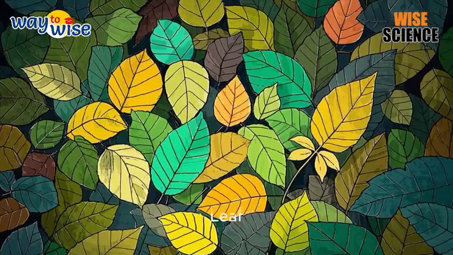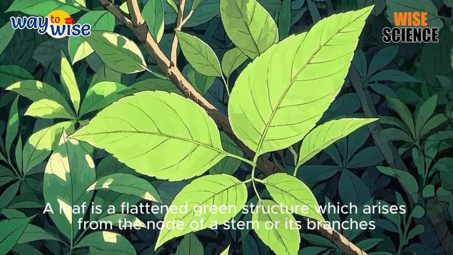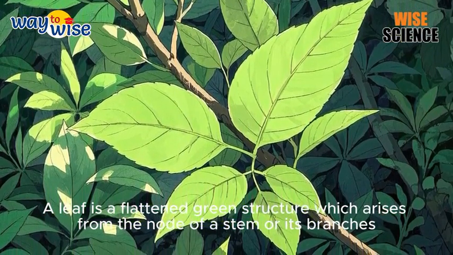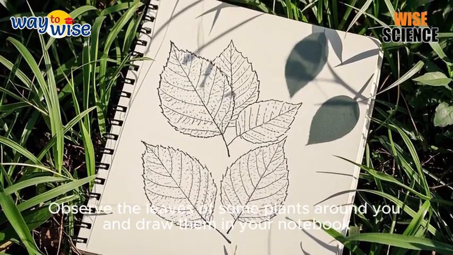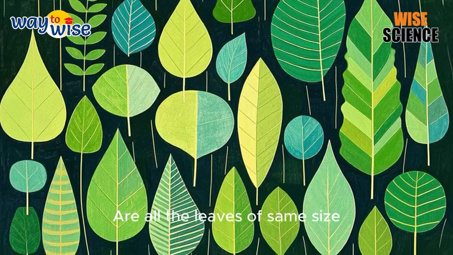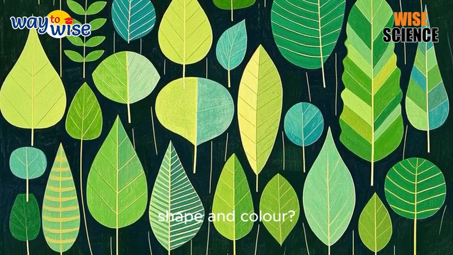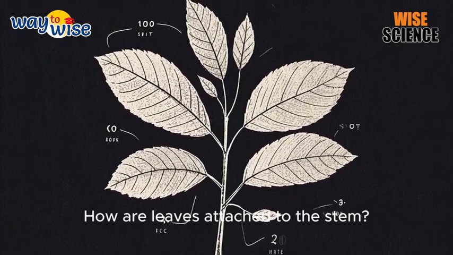What do you find? A leaf is a flattened green structure which arises from the node of a stem or its branches. Observe the leaves of some plants around you and draw them in your notebook. Are all the leaves of the same size, shape, and color? How are leaves attached to the stem?